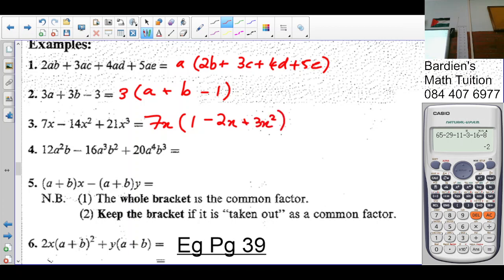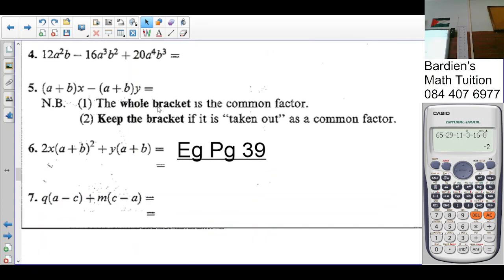Plus 3x. Again, if I multiply this out, 7x times 1 is 7x. 7x times negative 2x is negative 14x squared. 7x times 3x squared is going to give me 21x cubed here. Right? You all understand? Any confusion here? No? Let's look at number 4.